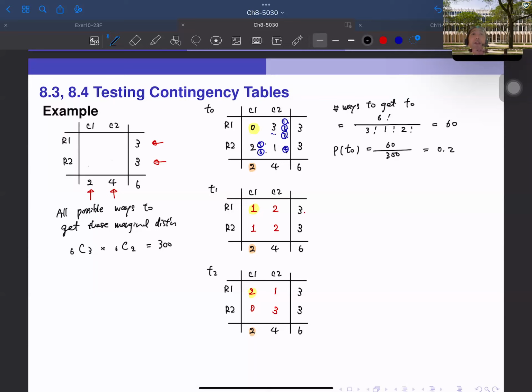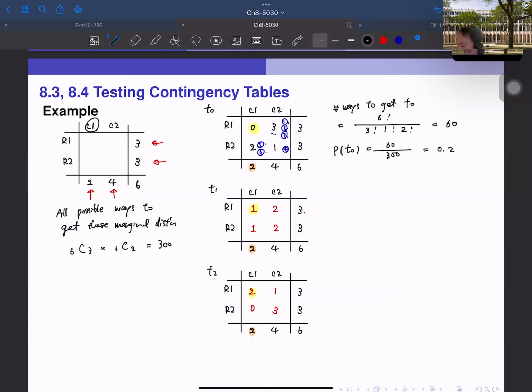What about 6 choose 4? Yes, the 6 choose 4 is also fine. If you decided to include 2 observations in the first column, that automatically means the 4 observations in the second column. So either 6 choose 2 or 6 choose 4, but we don't really have to do both. Right. And so this probability is 0.2.